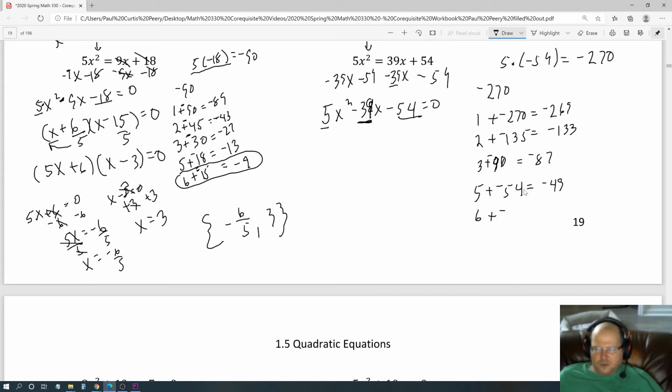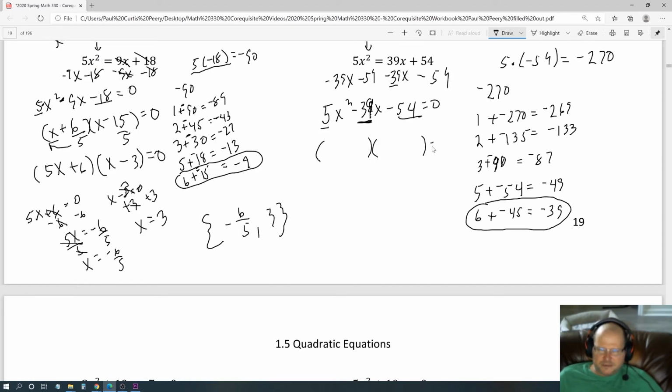So again, it seems like a really terrible number, 270. It kind of is, but as long as you're careful and you just go through the algorithm, you can find the answer. It's okay. So 6 plus negative 45 would give you a negative 39. And we found it. So it seems like such a terrible problem, but it only took 1, 2, 3, 4, 5 steps. And you got it. Cool.